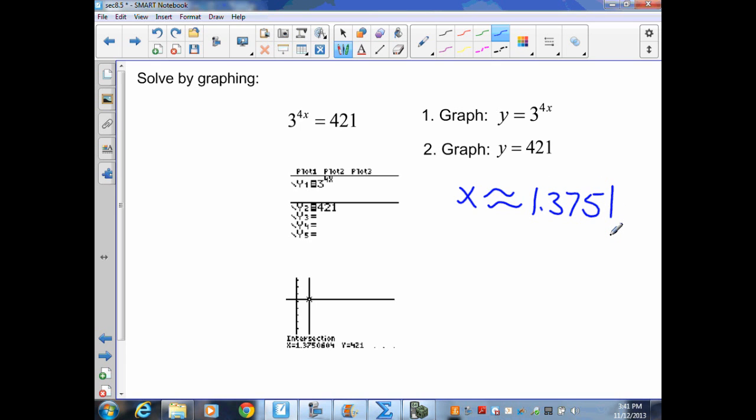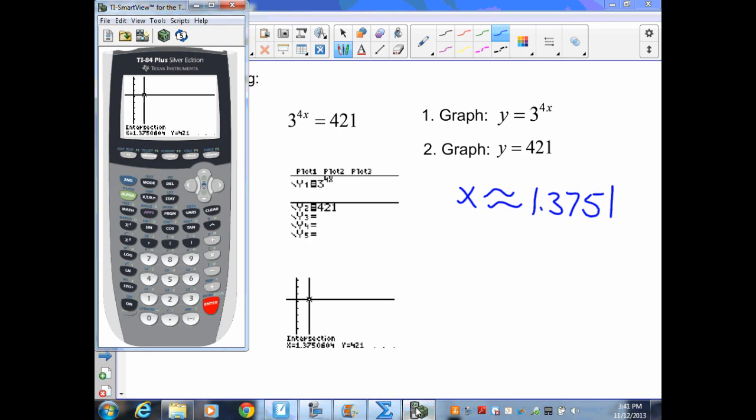Of course, I can substitute back in to verify that. 3 to the 4 times 1.3751. As you can see, my approximation turns out to be 421.0733, and therefore that approximates to 451. So this is the correct solution.